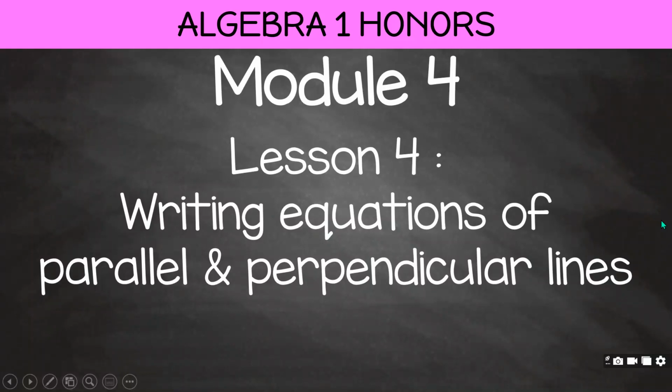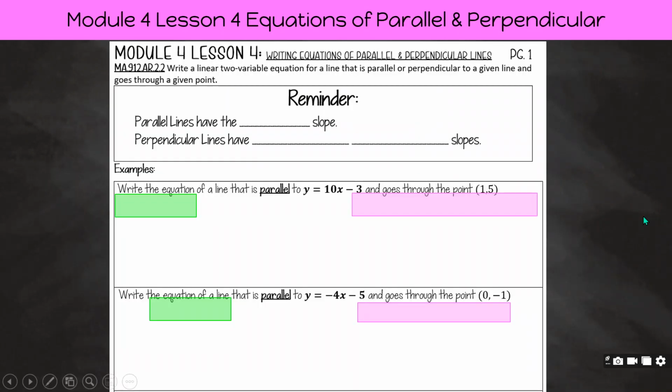All right, in this video, we're going to learn about Module 4, Lesson 4, writing equations of parallel and perpendicular lines. So this is our benchmark AR 2.2: write a linear two-variable equation for a line that is parallel or perpendicular to a given line and goes through a given point. Parallel lines have the same slope, and perpendicular lines have opposite reciprocal slopes. We talked about this in Module 4, Lesson 3. So those two things you must remember when we're trying to complete the practice for 4.4.